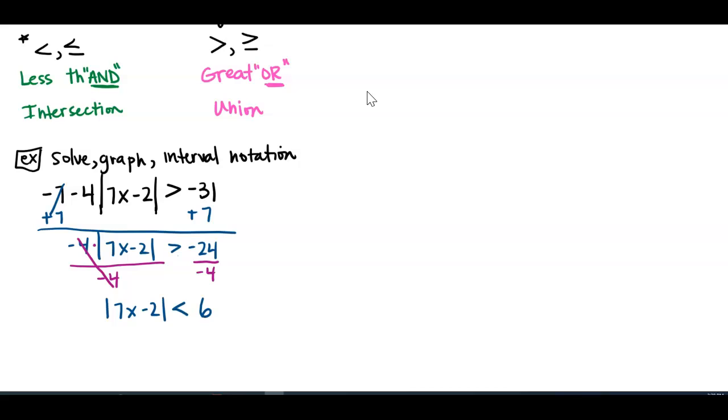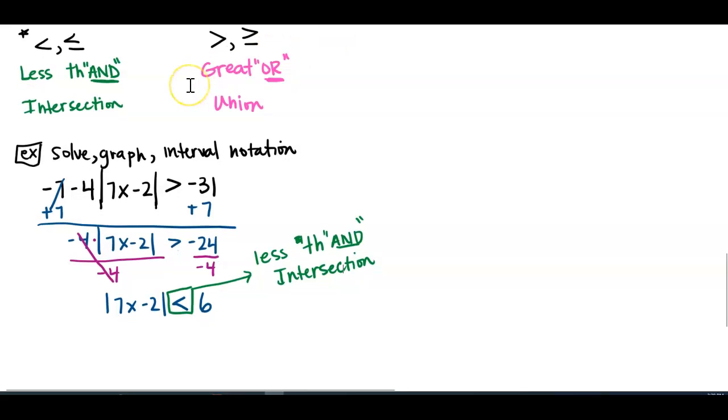Okay, and so now we're going to look and see what kind of sign do we have here. Well, we've got a less than symbol, right? So I'm going to just kind of show you here. So this is meaning less than. All right, so we're going to want the intersection. We want to know where they overlap, right? That's what we're trying to find here.